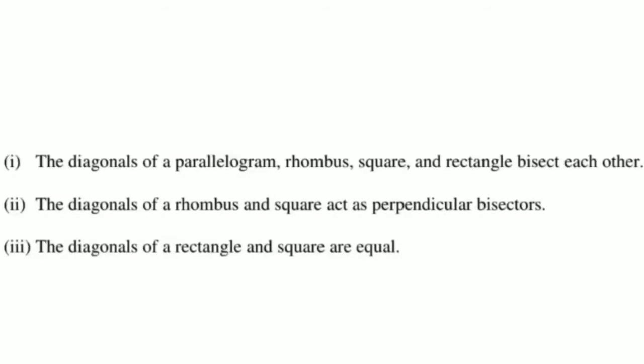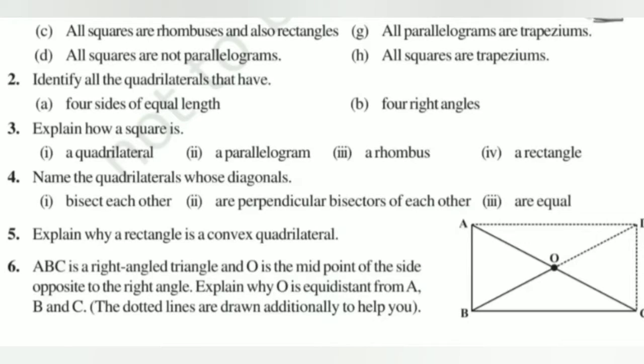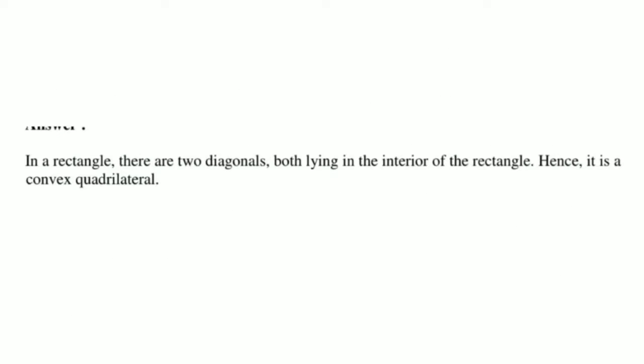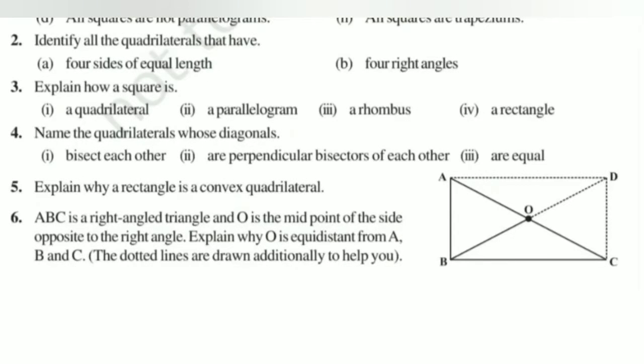Question number 5. Explain why a rectangle is a convex quadrilateral. So the answer, in a rectangle there are 2 diagonals, both lying in the interior of the rectangle. Hence, it is a convex quadrilateral. See the last question. Now, let's see question number 6. ABC is a right angled triangle and O is the midpoint of the side opposite to the right angle. Explain why O is equidistant from A, B and C.